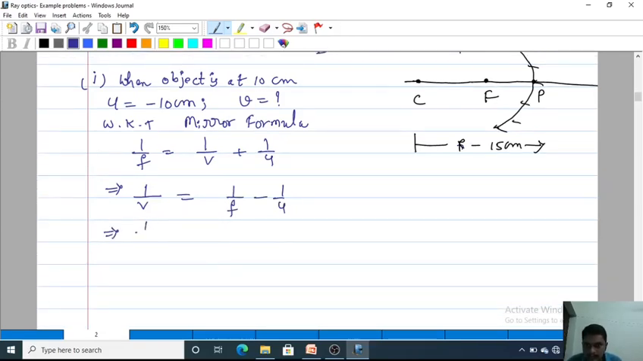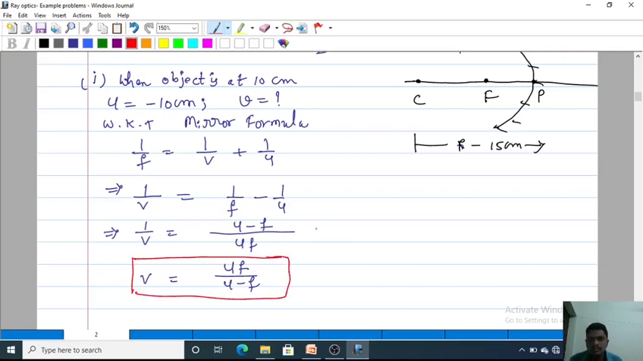Okay, so that implies 1 by v is equal to, and what is the LCM? u into f is the LCM. We can write it as u minus f. Therefore we can write v as u into f by u minus f. Okay, so this is the expression of image distance. You can use this formula directly to find the image distance in case of mirrors.